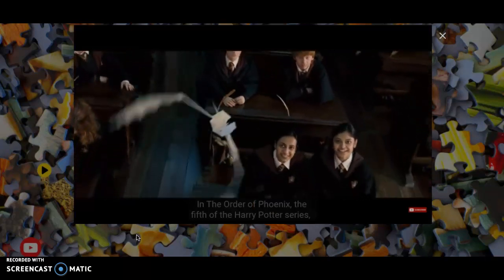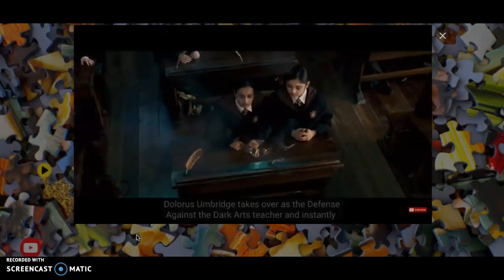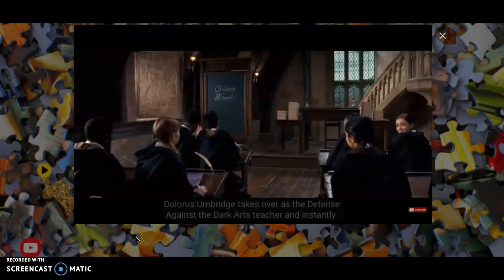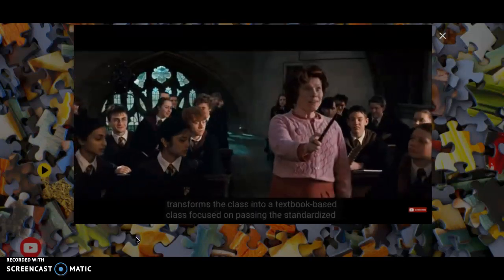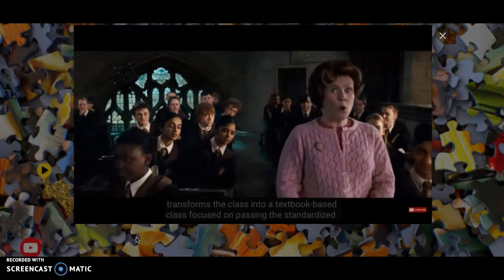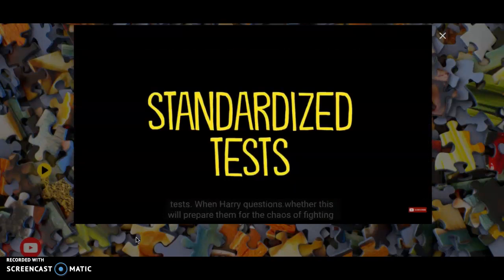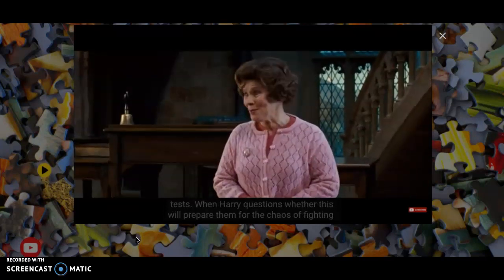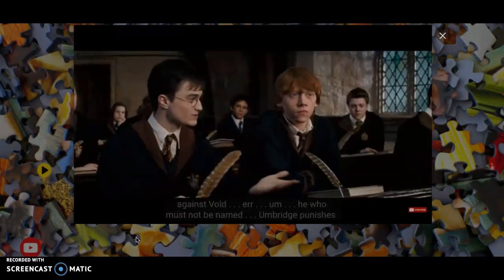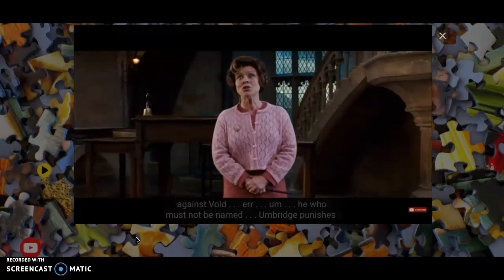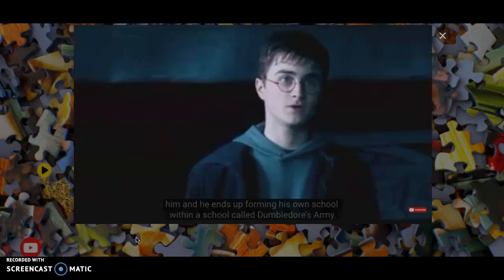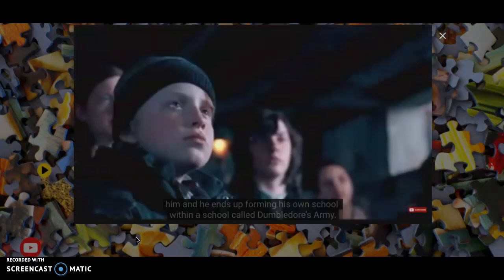In The Order of the Phoenix, the 5th of the Harry Potter series, Dolores Umbridge takes over as the Defense Against the Dark Arts teacher and instantly transforms the classroom into this textbook-based, standardized, test-focused classroom. And Harry questions whether this will prepare them for fighting against Voldemort, he who must not be named, and that's when Umbridge punishes him. And he ends up forming his own school within a school called Dumbledore's Army.